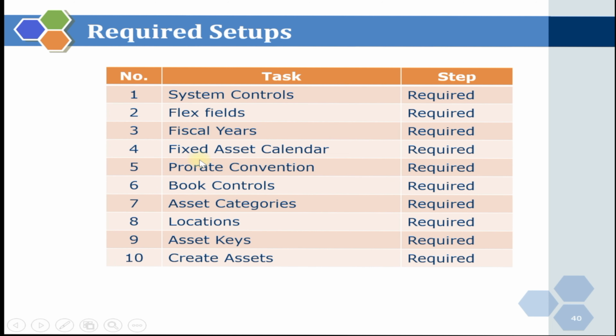Once we need to do the setup for the fixed assets, we will do setup controls, then we will configure the flex fields, then the fiscal calendars, then the fixed asset calendar, and we will do some proration convention settings. Then we will create asset books, then define asset categories, then define asset location and asset keys, and then we will be able to define our assets. Once our assets are there, then we can apply our transactions like adjustment, transfer, or retirement, whatever actions we need to perform, or the depreciation, once we have done all the setups.